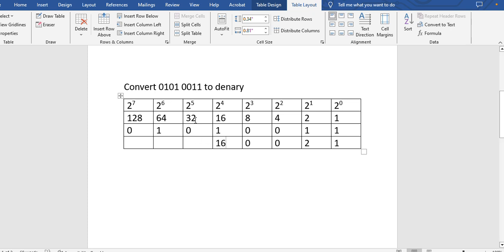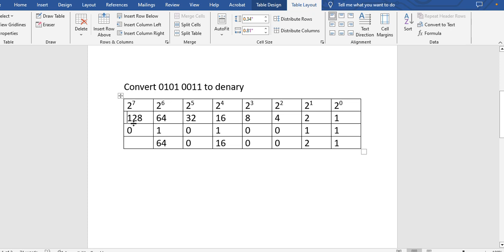16 times 1 is 16. 32 times 0 is 0. Then 64 times 1 is 64.